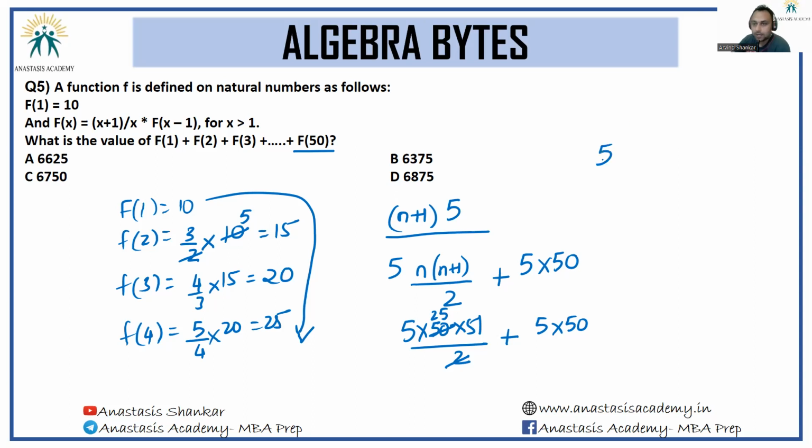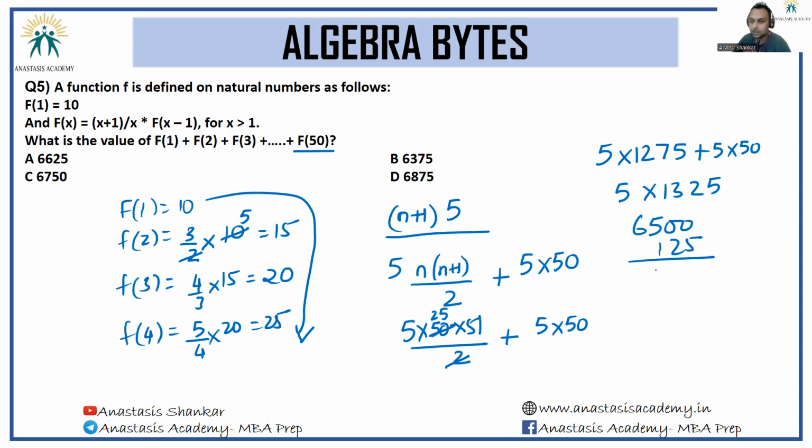So I now have 5 into 1275 plus 5 into 50. So let me do this. 5 into 1325. So 6500 plus 125 altogether, I will get 6625.